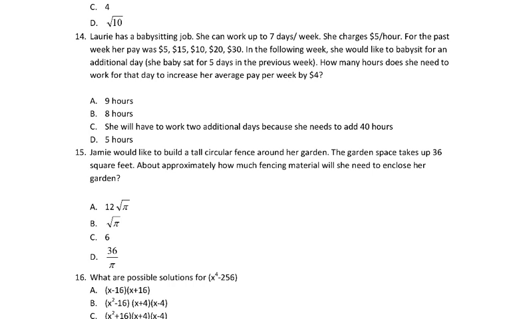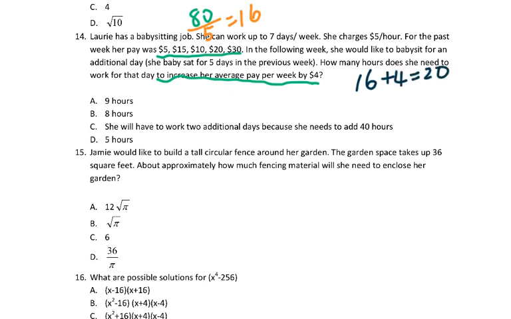We are looking for how many hours she needs to work that day to increase her average pay per week by $4. So first of all, you need to get the average pay for the first 5 weeks. That will be, add all together is 80. 80 divided by 5, you get $16. Since you want to increase by $4, that means 16 plus 4, you will get $20.